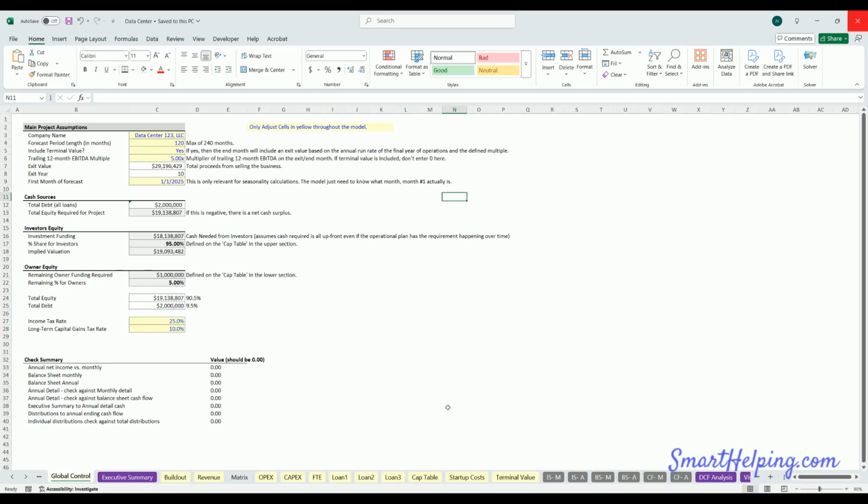This is smarthelping.com. We've got another financial model here, a full simulation of a data center. We're going to get into it. Full assumptions for development, Capex, 4 different revenue streams, including managed services, all kinds of variable expenses, OpEx, full financial statements connected, income statement, balance sheet, cash flow statement, discounted cash flow analysis, up to 10 years, visuals, all sorts of stuff.